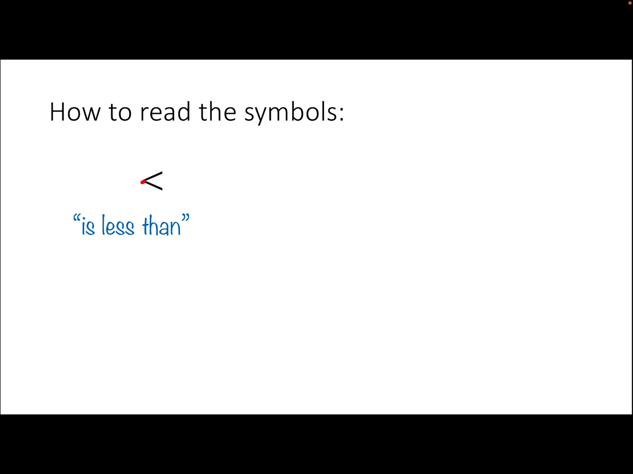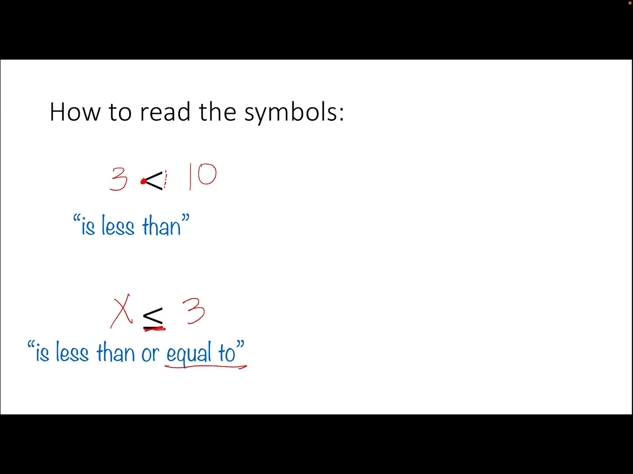Sometimes your teachers might say the alligator eats the bigger pile of cookies. So if we have 3 cookies over here and 10 cookies over here, you can see that the alligator is going to eat 10. 3 is less than 10. Notice that this dot is a smaller space than right here where it's nice and wide. Less than or equal to would mean that it includes the number. So for example, x is less than or equal to 3. This line here suggests that it's going to equal the number. It's not just the numbers that are less than 3, it will include the number 3 as well.